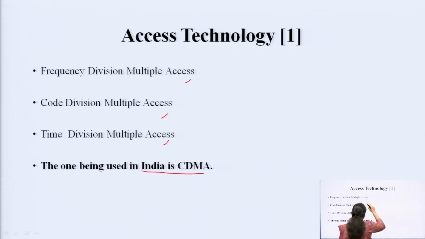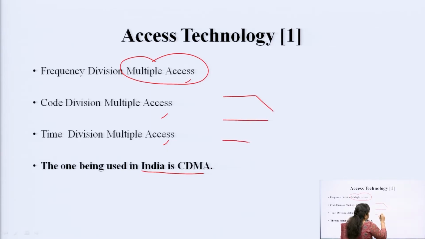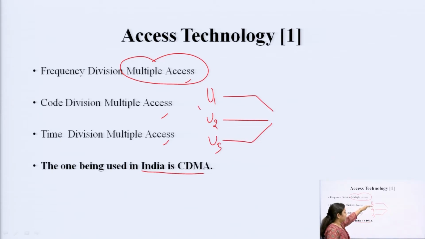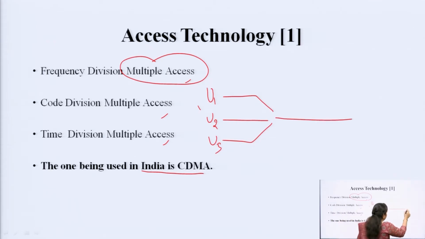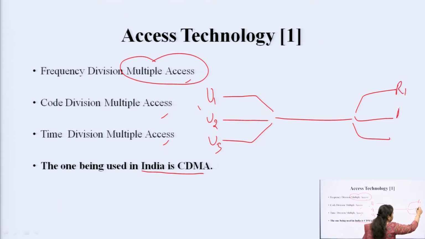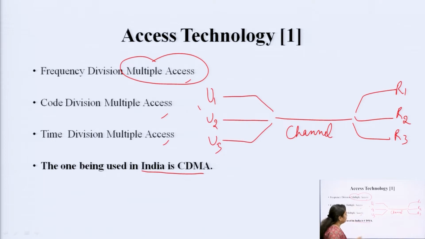So, what is this? First, we will see what multiple access is. Let us say there are 3 users, user 1, user 2, user 3, as we have seen in the previous slide. Let us say this is a telephone, this is a fax machine, this is a modem. All these 3 activities have to be connected, and they want to access a common channel, and they will deliver the data to 3 different places. So, these are the 3 users, and the data has to be delivered to 3 different users.